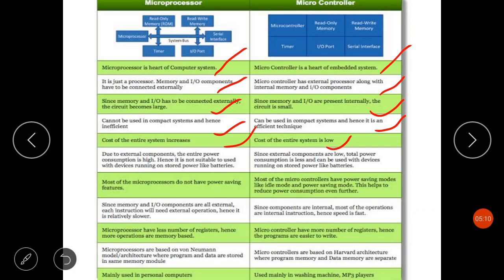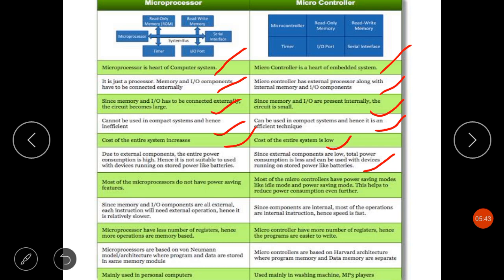Moreover, for microprocessors, power dissipation is also high because of these external components. Hence, it requires an external cooling system. Whereas in case of microcontrollers, since external components are not used, or even if they are used, it is very low, the total power consumption gets low and they can be used with devices that are running on stored power like batteries.